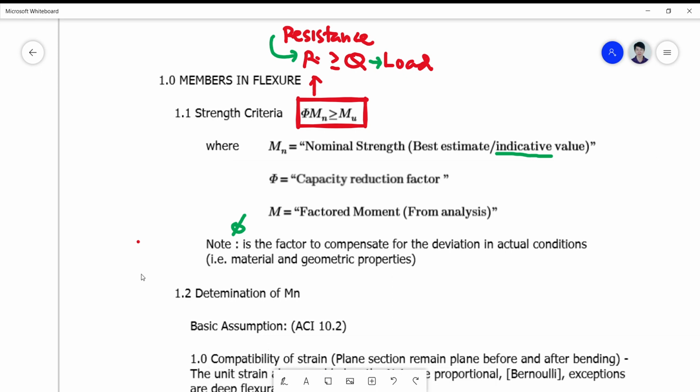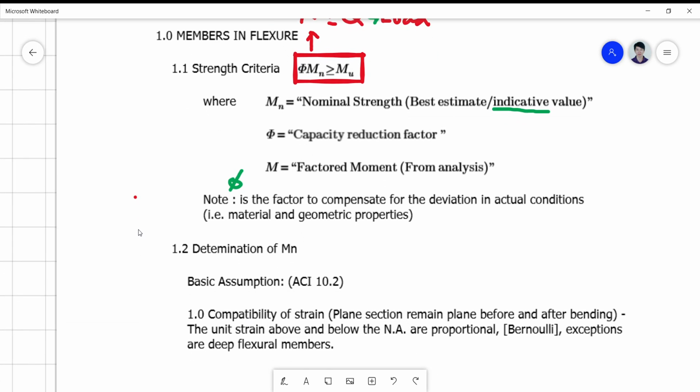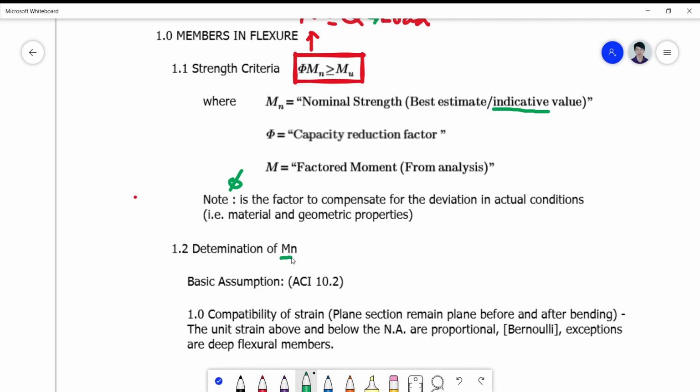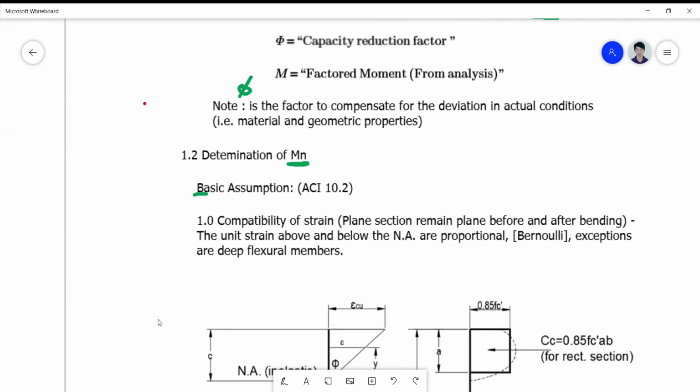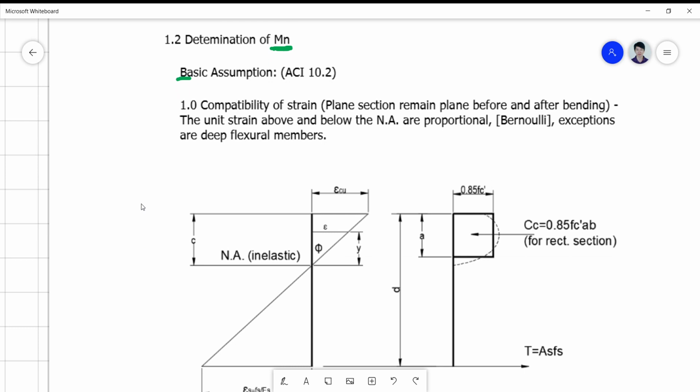So, the concept of strength criteria is geared on the determination of the capacity. Our focus is more on the determination of Mn. Of course, if we know the nominal, we can get the design capacity just by multiplying it by phi. And this determination is given in terms of the basic assumption laid by the ACI on the compatibility of strain.